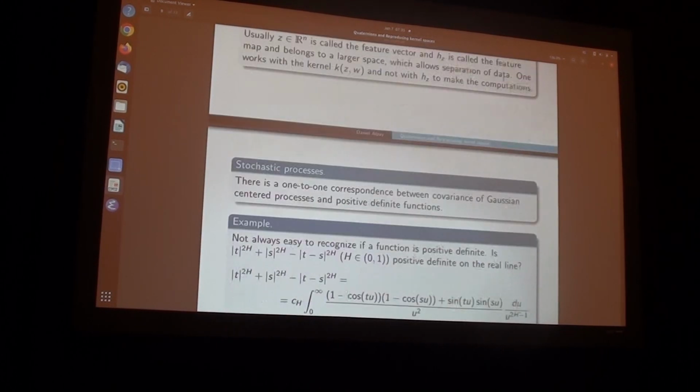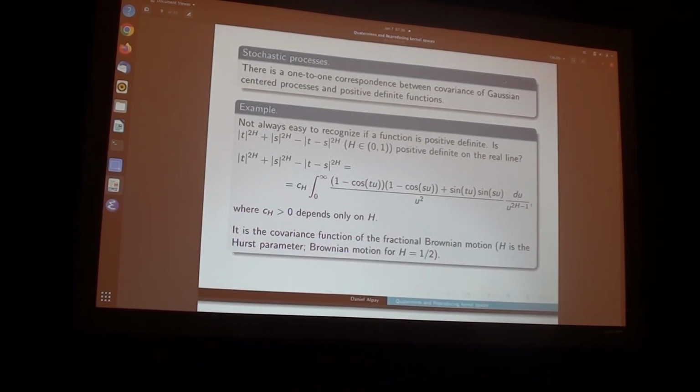So another topic, and all these which I'm mentioning, I will give another example a bit later. The idea is to try to see what happens in the quaternion setting, as I will make clear a bit later. So, stochastic processes: there is a result of Loève, and there is a one-to-one correspondence between covariance of Gaussian centered processes and positive definite functions.